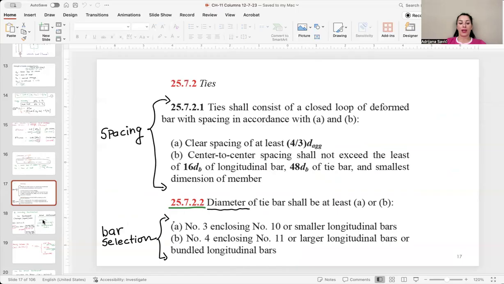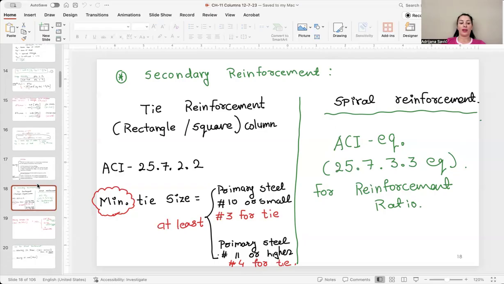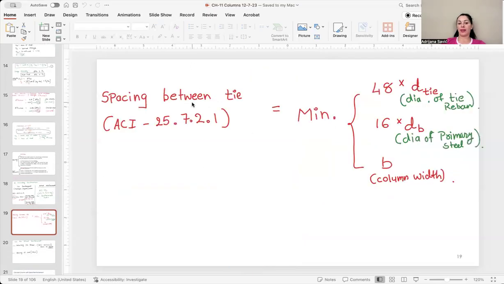And bar selection: if we have number 3 to number 10 for the main rebars or smaller, we will use number 3 for tie. And if we have main rebars higher than number 11, then we are going with number 4 for tie. Spiral reinforcement, in this case, we will use the ACI equation for reinforcement ratio. So again, this is spacing between ties: 48 times diameter of tie rebar, 16 times diameter of primary steel, and we have column width.